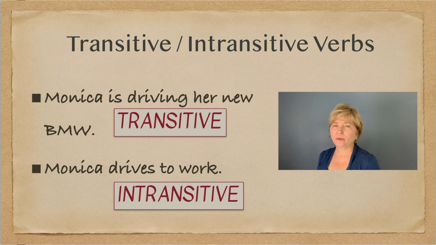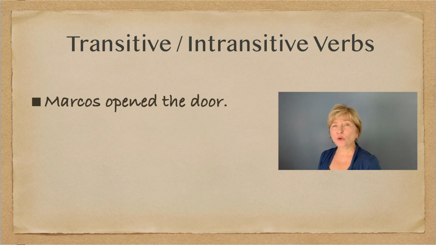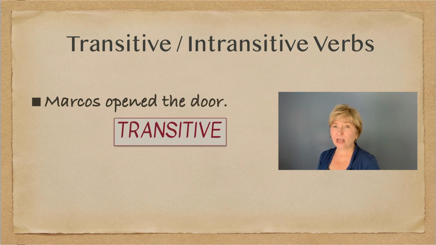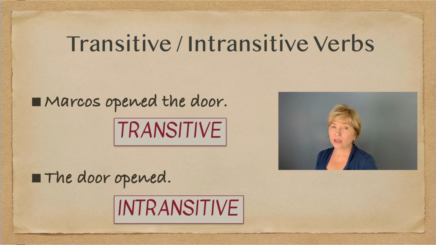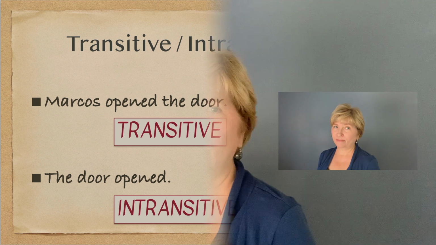Let's do one more pair. Marcos opened the door. What did Marcos open? The door. The door is the direct object, so you know this one has to be transitive. Next, the door opened. What did the door open? The door didn't open anything. It opened itself. It just opened. This one is intransitive. So you can see that open can be transitive or intransitive.